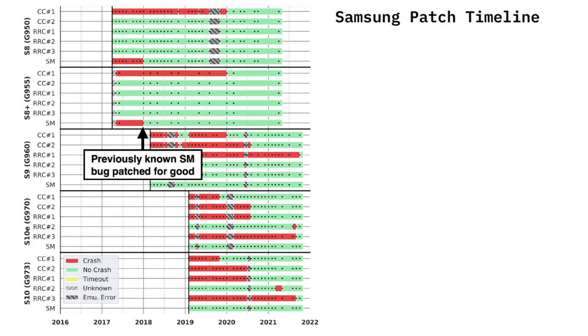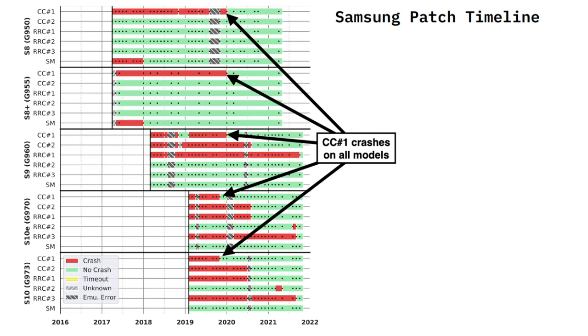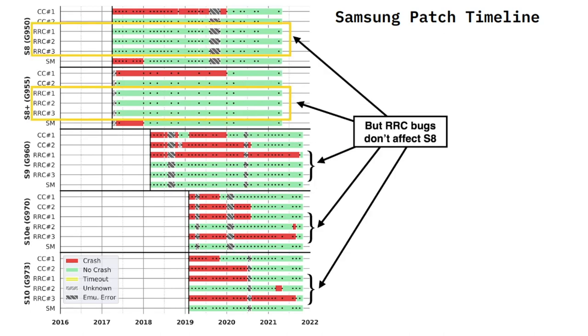We basically saw that it was indeed patched for good. It never came back later on any phone after it was initially patched. The CC1 crash we found really affected all the phones, so it was indeed quite a critical vulnerability. We also happily see that it was patched and didn't occur again. For RRC bugs, we see that they are not affecting all phones. So there are quite some differences, which I think is also quite interesting.